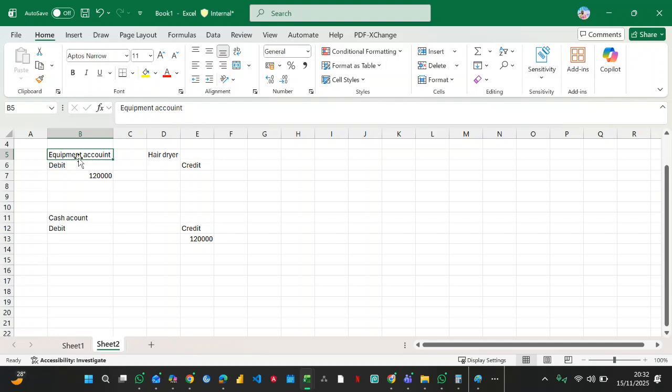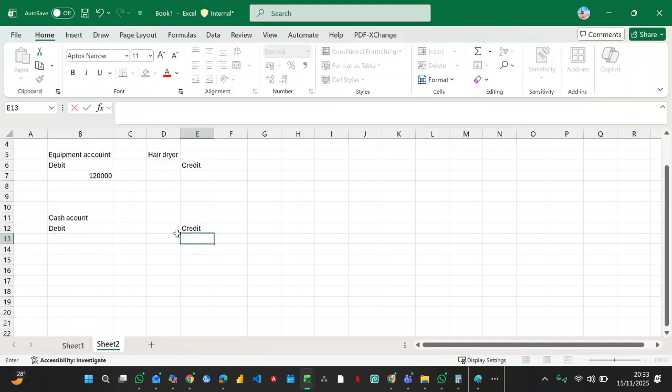I think the question I was asking was, we have 120K here, and we have 120K in the equipment account, and then we have another account which is the cash, right? If you come to the cash account now, where is this 120K? Is it going to be on the debit, or is it going to be on the credit side?